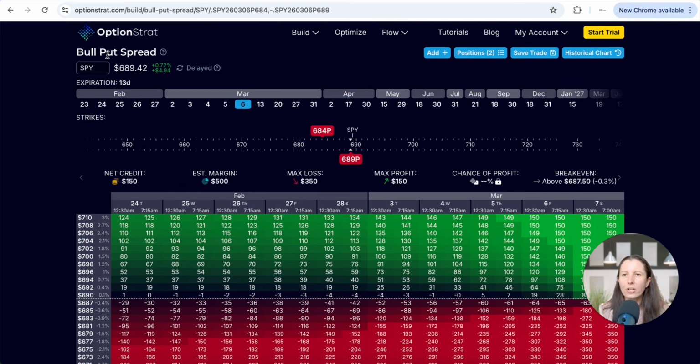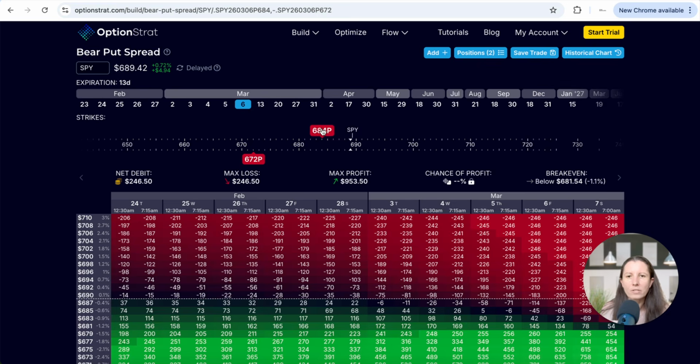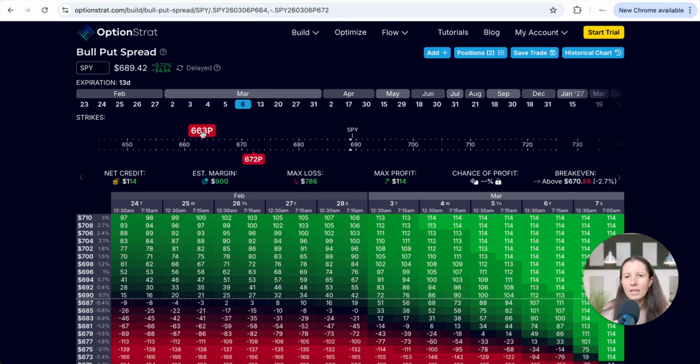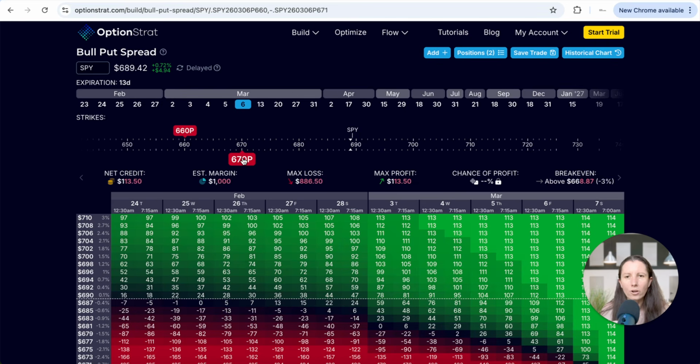So firstly, let's look at the bull put spread. Now, I like to go out for usually about 2 weeks, and I try to keep it on the weekly expiries. So we're going March 6th, that's 2 weeks out. What I'm looking at as far as my strike price goes is how low can I go to get a net credit with a $10 wide spread of around $100.